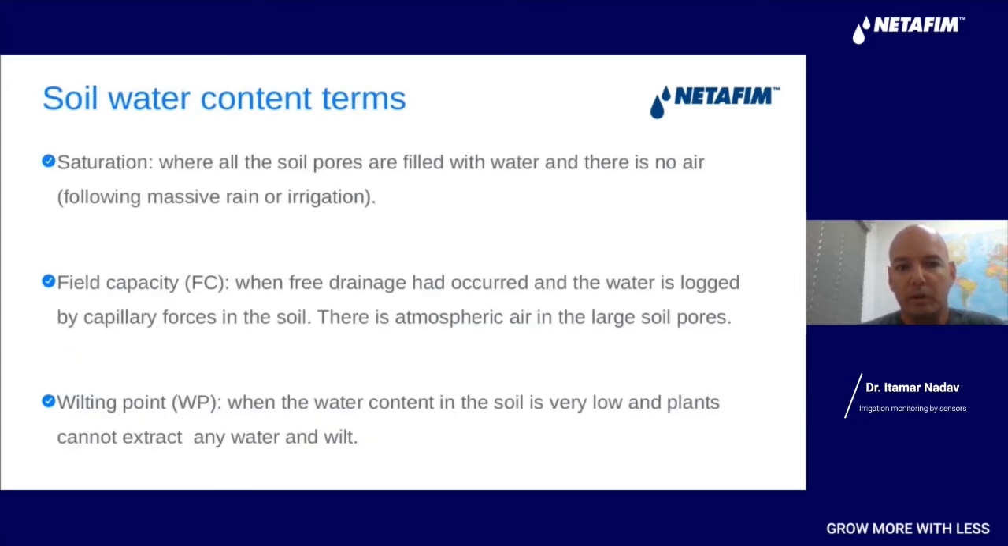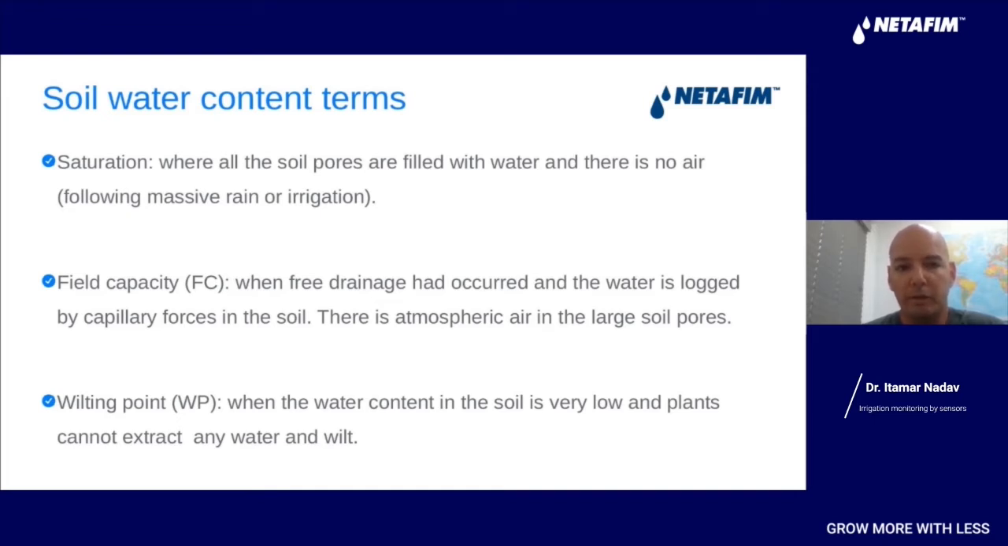Now let's talk about some soil water content terms before we jump into the soil sensors offering that we have. So we have three types of water content which are very important for us to know. The first one is saturation. Saturation is when all the soil pores are filled with water and there is no air. This situation is very short-term, and it follows massive irrigation or rain.